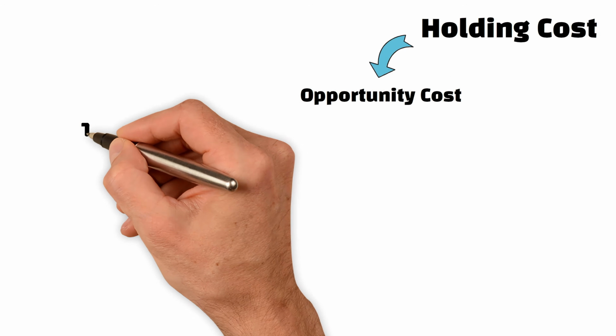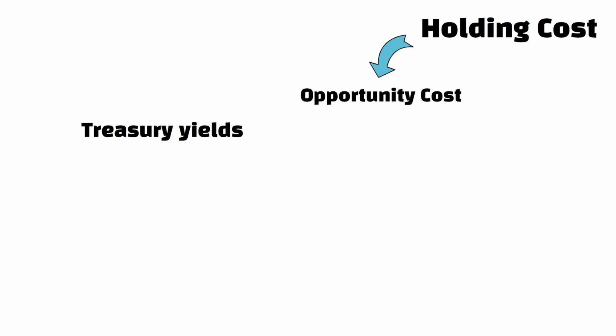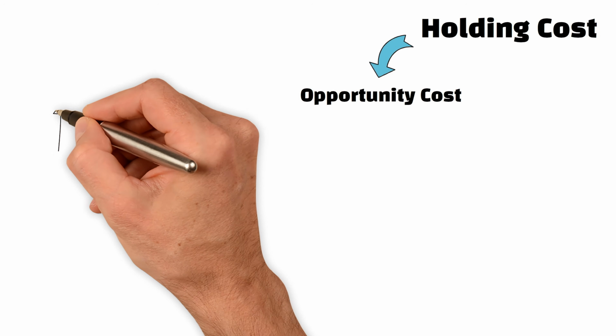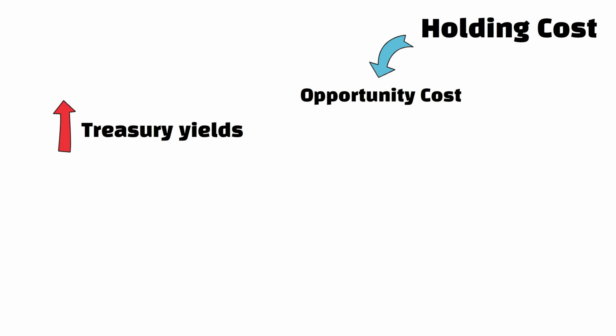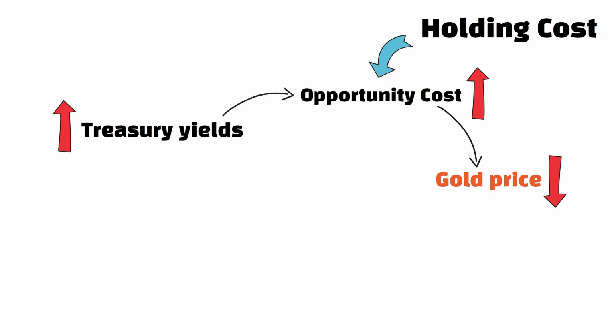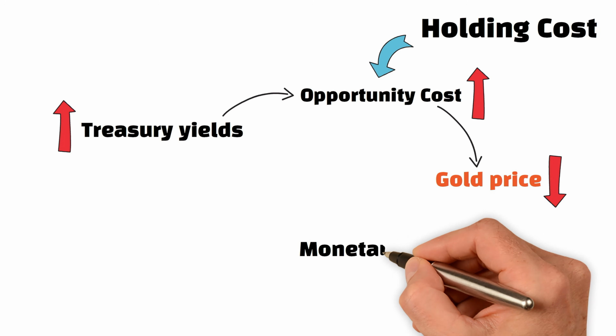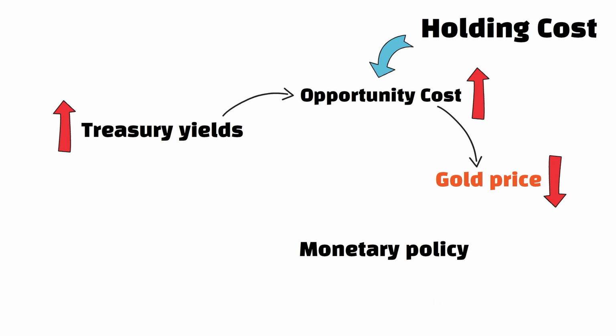The most direct measure of opportunity cost is the yield on U.S. Treasuries. When Treasury yields rise, bonds become more attractive because they pay interest, while gold generates nothing, so gold often comes under pressure. Treasury yields are closely tied to monetary policy, which links gold prices directly to monetary policy and the strength of the dollar.